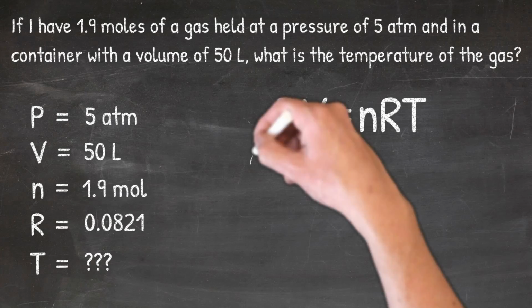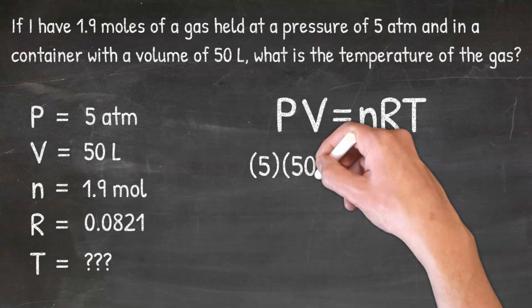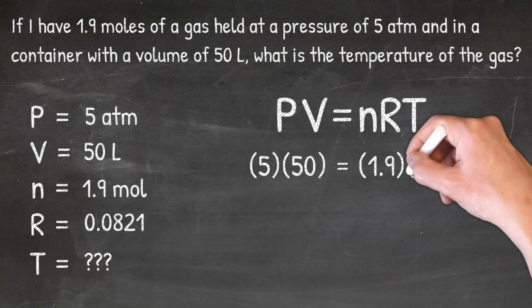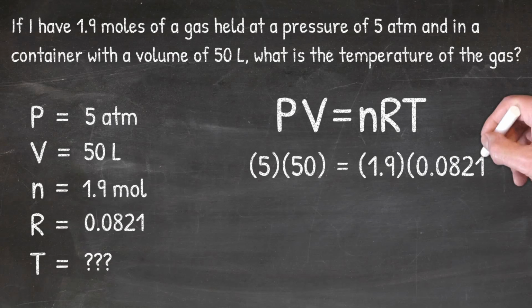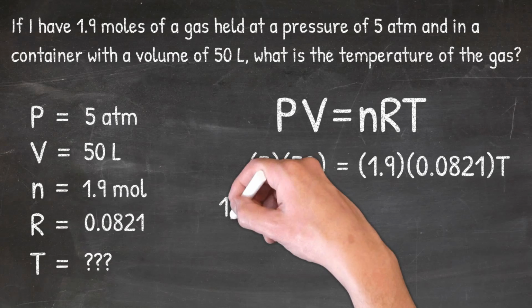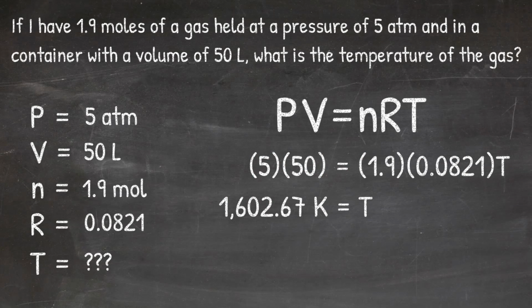For P, I'll plug in 5. For V, I'll plug in 50. For N, I'll plug in 1.9. And for R, I'll plug in 0.0821. I'll leave T as it is because that's what I'm solving for. So I can solve for T and isolate it by dividing both sides by 1.9 times 0.0821. And when I do that, I get a final temperature of 1602.67 Kelvin.